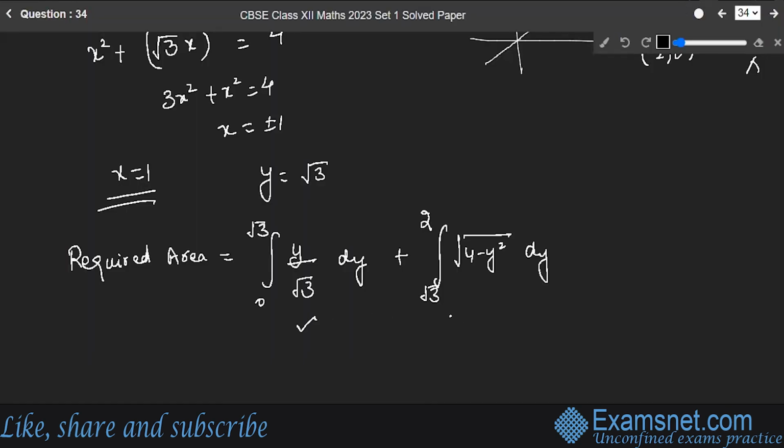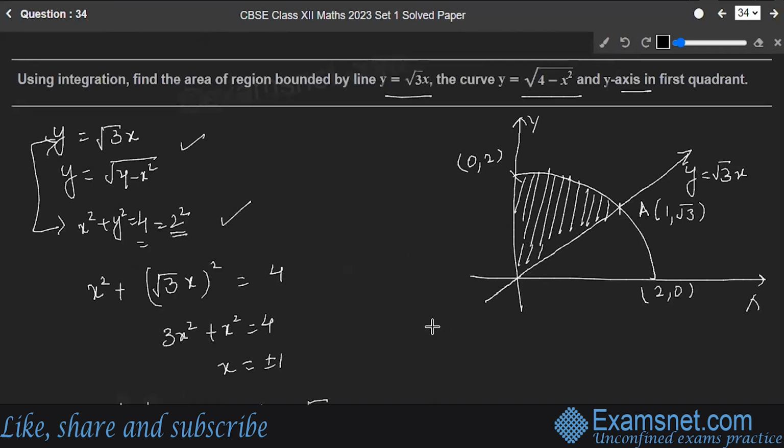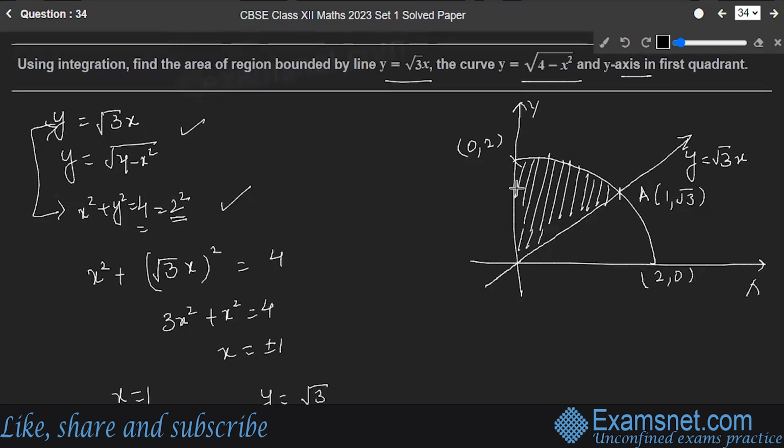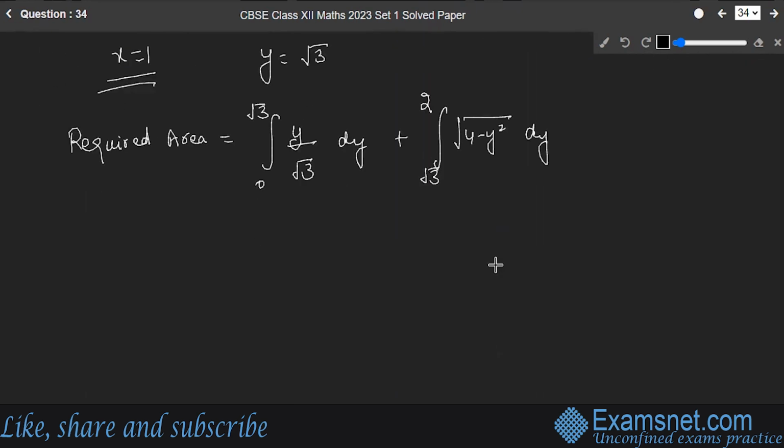Now, how did you get these two things? Let's discuss that first. First of all, you have to find out the area which is occupied by this line y is equal to root 3. If this point is root 3, then this coordinate is given by (0, root 3), right? So this will be the area covered by the line y is equal to root 3 x, from 0 to 3. So this is from 0 to 3, y upon root 3 dy.